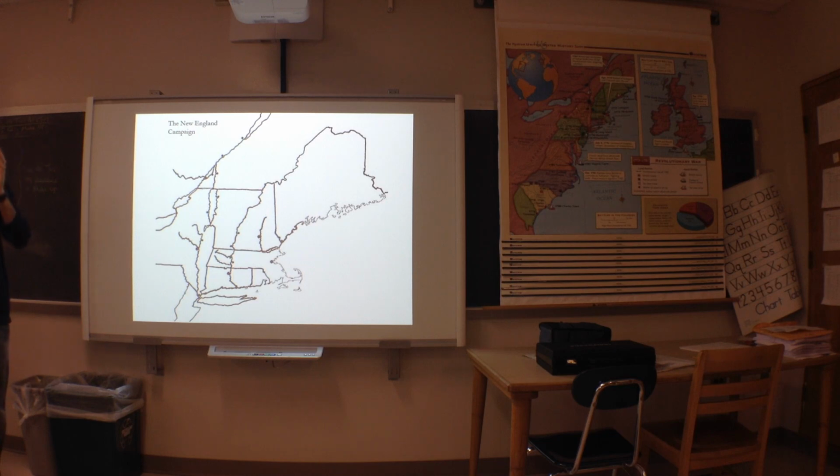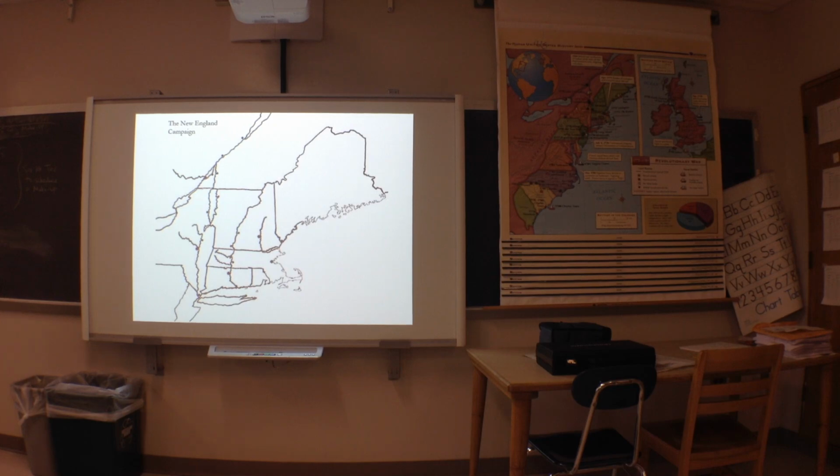So kind of like almost a two-to-three-pronged attack to try to cut New England off from the rest of the colonies. Okay. They plan to take over Albany, New York, and the Hudson River. Absolutely. So if we look at the New England campaign here, here is New England, right? And sometimes New York is considered part of New England. It depends on who you're talking to.